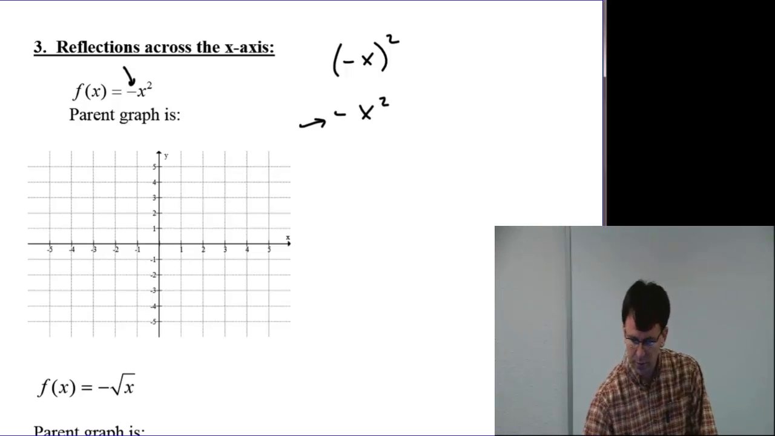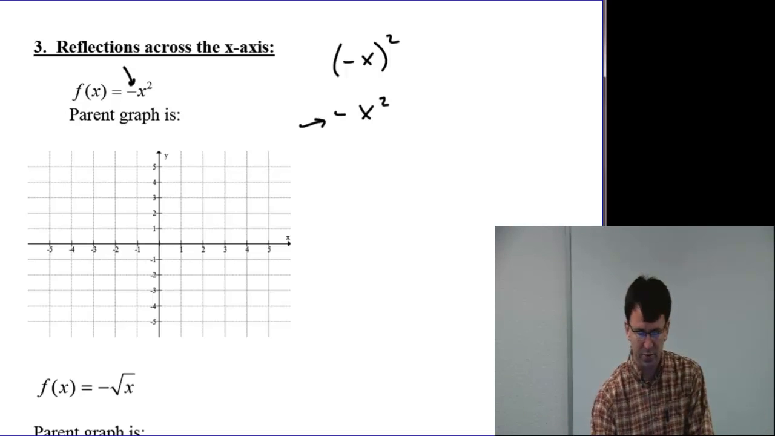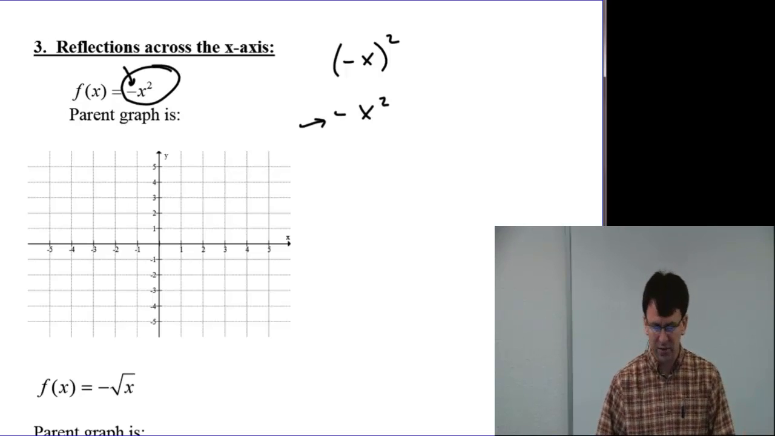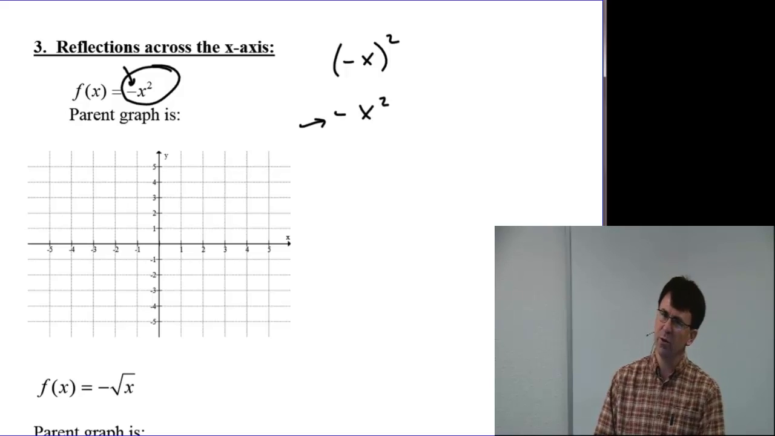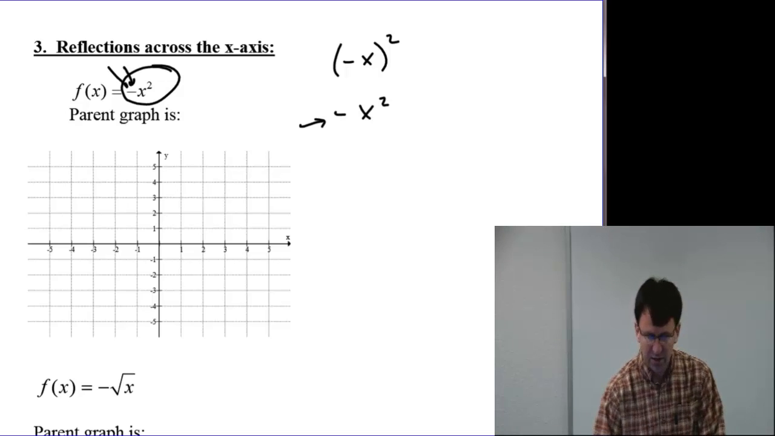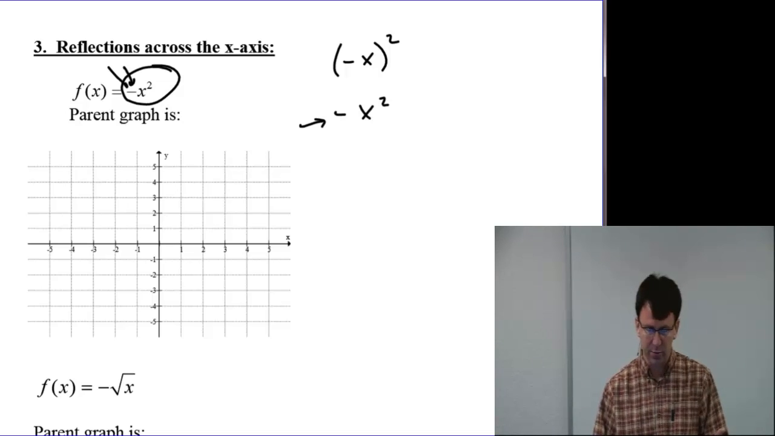Think of what we've talked about with the domain. You can put any x in that you want, but let's talk about the range. This function will always give you a negative output because no matter what number you put in, you square it, you'll get a positive number. This negative on the outside is saying then take its opposite, which will then make it always a negative number. So it's this reflection across the x-axis.